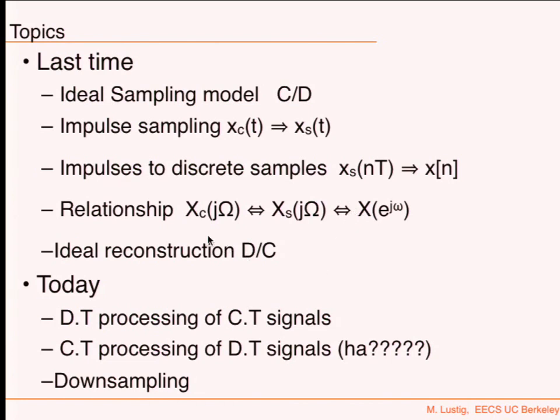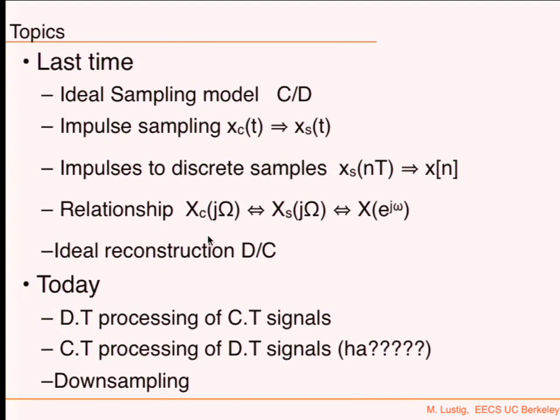Then finally, last time, we talked about the ideal reconstruction, so converting digital into continuous time. And we showed that it's basically recreating the impulsive signal and then low-pass filtering it. Or taking the discrete samples and convolving it with a sinc function.